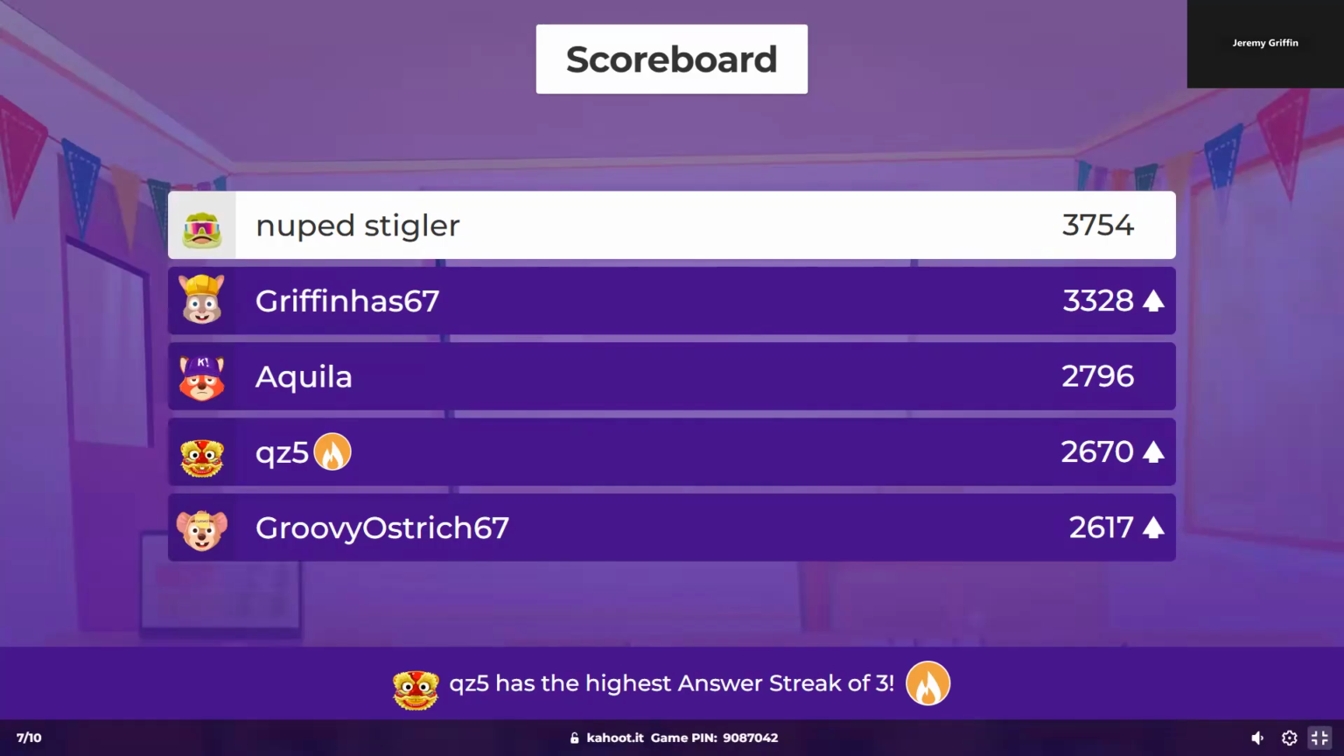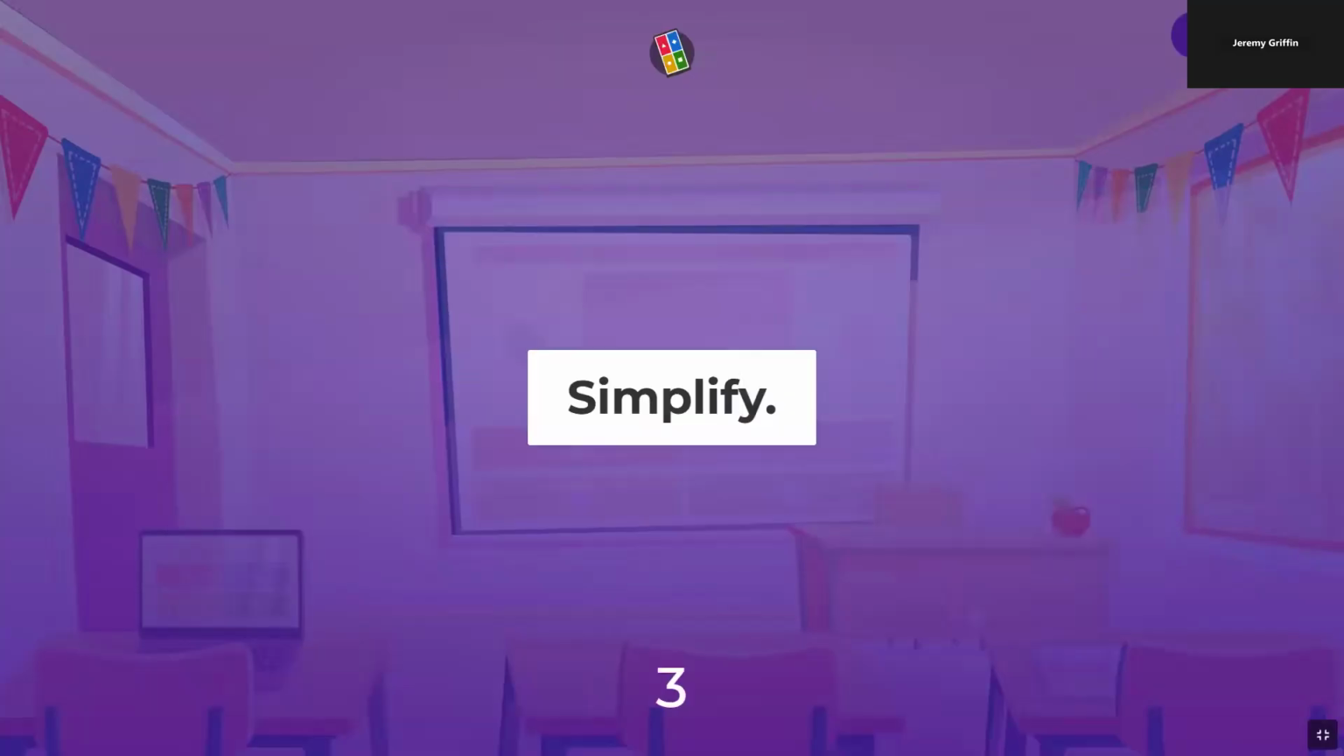Got Groovy Ostrich 6-7, QZ5, Aquila, Griffin S67, Nuke Stigler. Nuke Stigler.